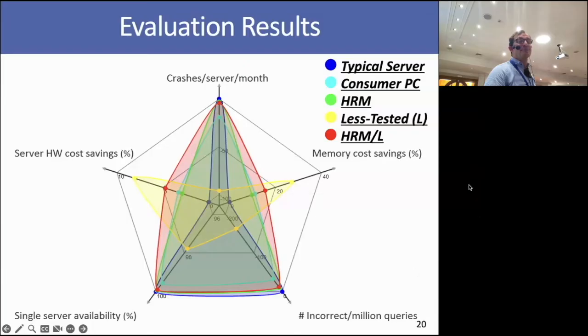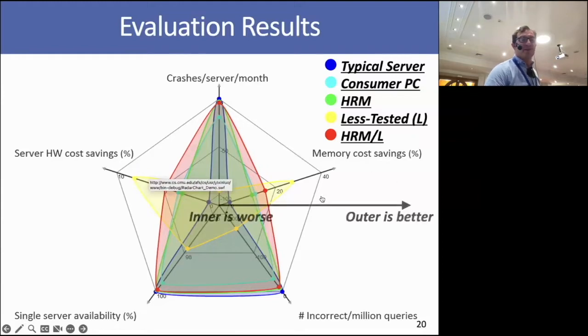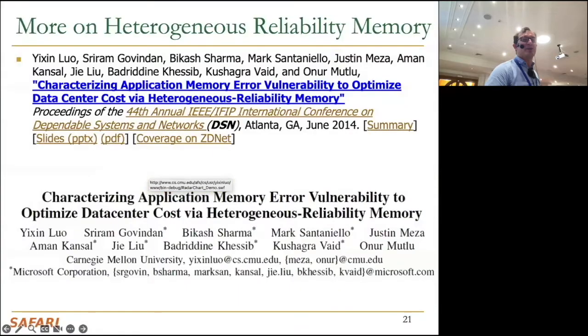Whereas by allowing some data to be incorrect, whenever that data doesn't matter that much, you can actually reduce the cost significantly. That's what this HRML does over here. So in terms of availability and crashes, we're very close to a typical server, but we have a lot of cost savings. Okay, so if you're interested, there's a lot more in this paper. I actually talked about it more than I expected to, but you can read more.